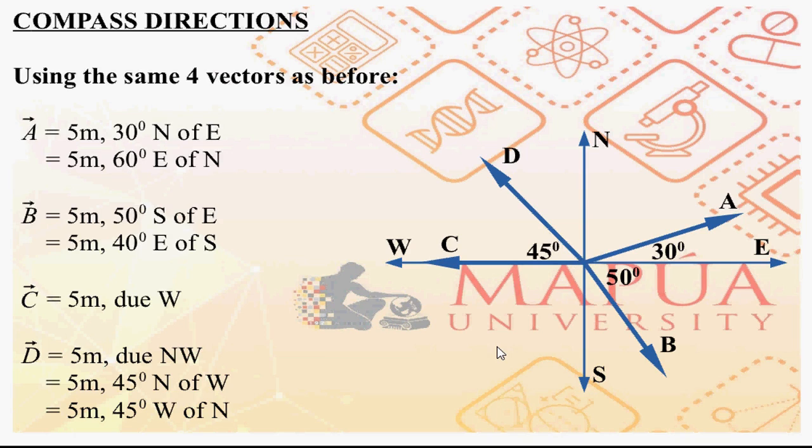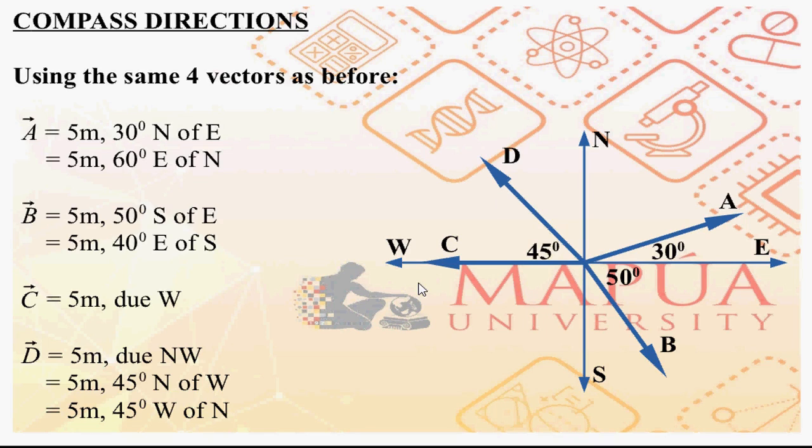Next, we have vector D. Vector D is at 45 degrees. If you look at the other angle, it is also 45 degrees. So, 45, 45. The direction of vector D is exactly in between the north and west directions. So we can say vector D is due northwest. If the direction was directly between north and east, you have due northeast. Then you have due southeast and due southwest.